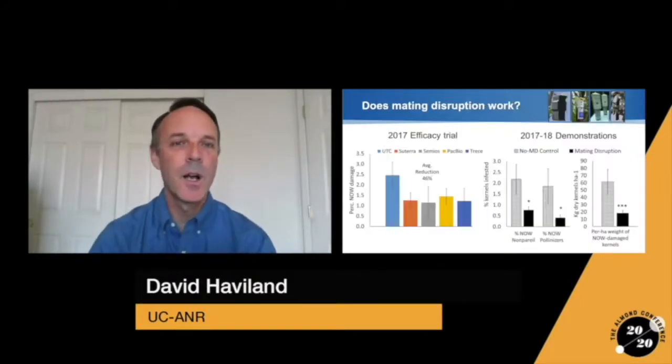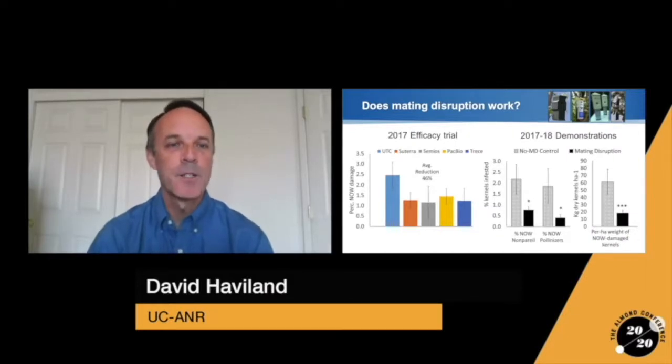Now, does mating disruption work? So we did some efficacy studies in 2017, and I'll summarize those in one slide. You can see here the blue bar. We average about 2.5% damage in the untreated. And then the products from Cetera, Semios, Pacific Biocontrol, and Trace, all 4 of those gave us right in the 50% reduction in damage range.